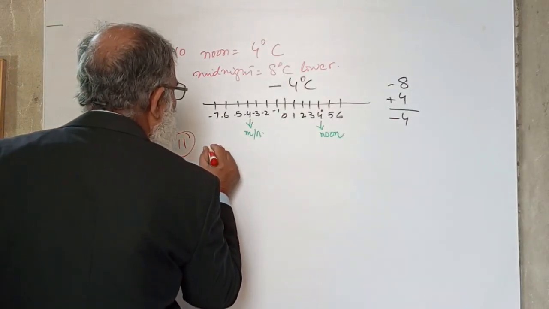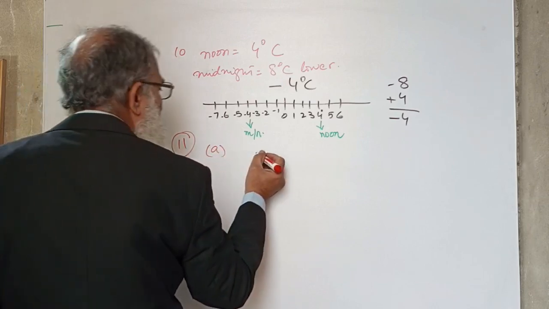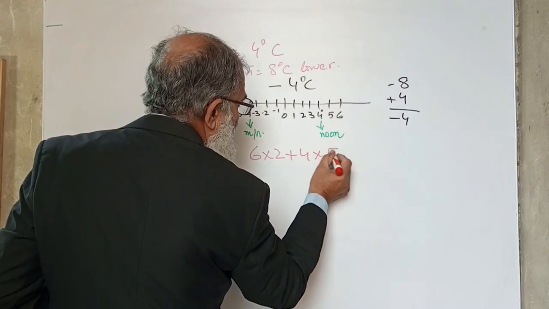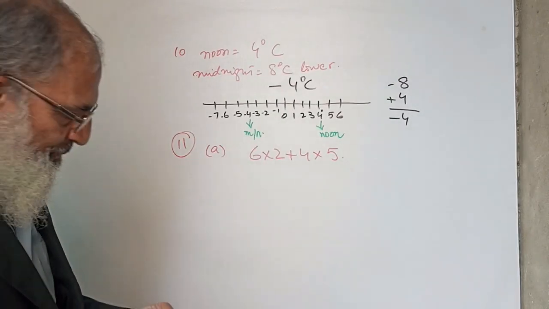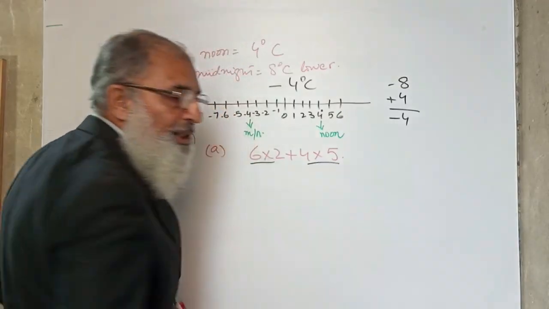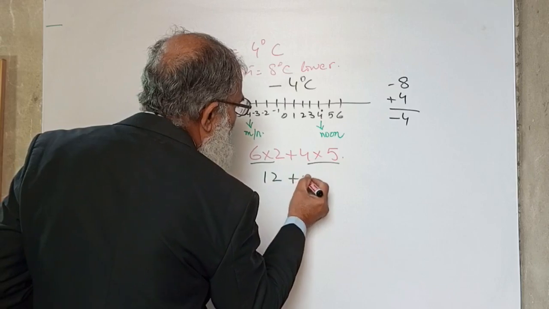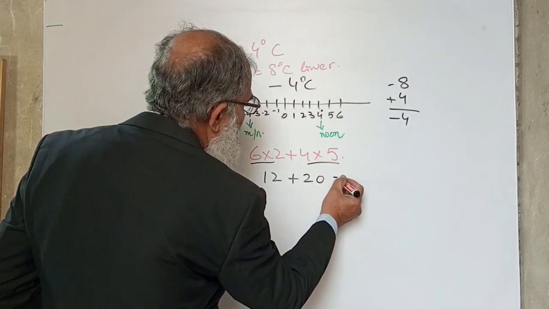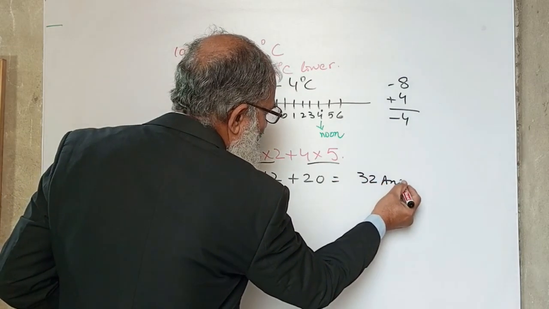Part A: 6 multiplied by 2 plus 4 multiplied by 5. Now we have to apply the BODMAS rule over here. So first of all, multiplication. 12 plus 20. What will it become? 32 is the answer.